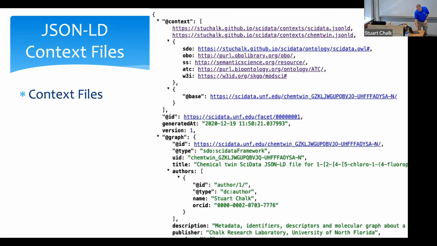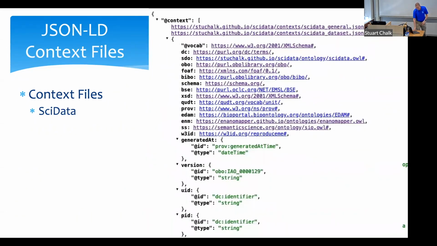we have a context file. I talked about context files before, and this is going to be a little bit more about that. We generated a ChemTwin ontology to go along and actually define the pieces of the structure that we put in the file. And that's necessary, again, to be able to semantically define it. So here's a part of that context file. This is some of the higher metadata elements that's in the SciData JSON-LD file that we have to specify.